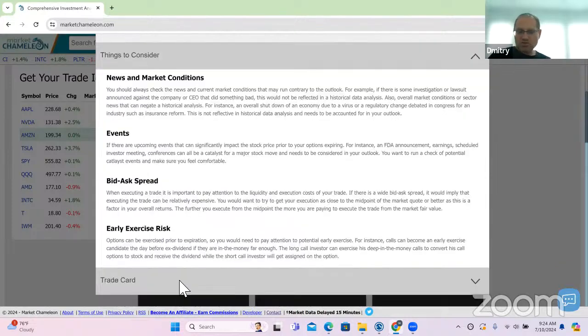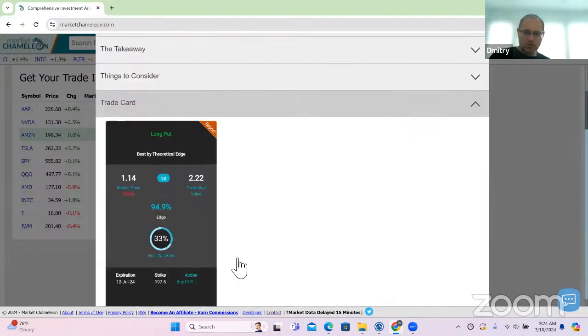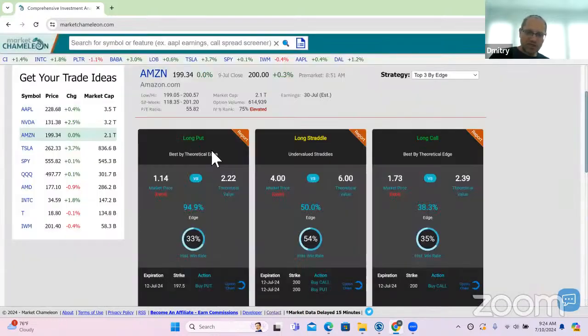There are early exercise risks. These are just reminders of things to consider. And then you've got the trade card here, which is just repeating. I'm going to close this real quick. And let's say this is something we want to analyze further, the long put. You could click on this blue options chain arrow. We'll go ahead and do that.